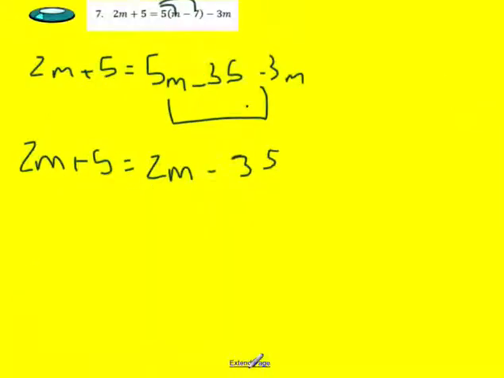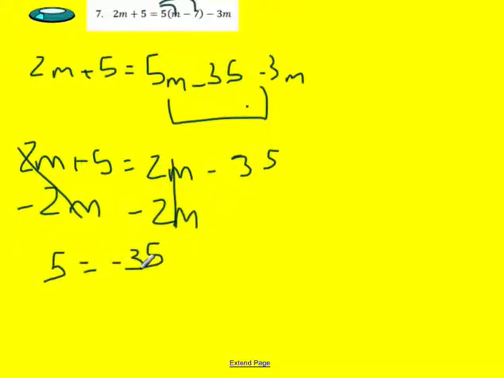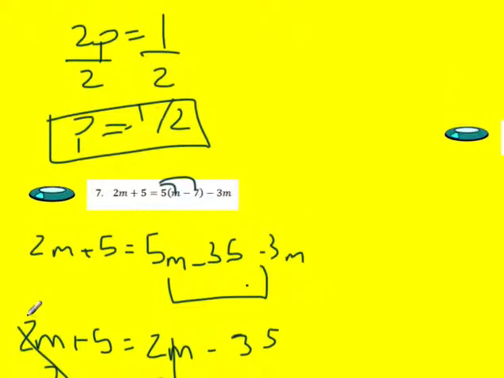So now I need to get my m's to the same side. So I'm going to subtract 2m from both sides. Then what's going to happen is my m's completely cancel out, and I'm left with 5 is equal to negative 35. Well, that's not true. That's never going to happen. So this problem has no solution. So I'm going to write that as NS.